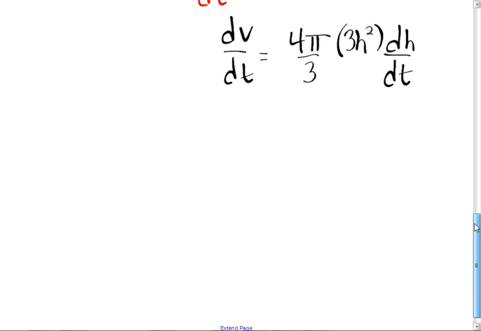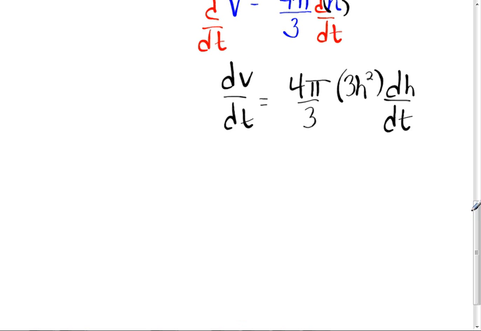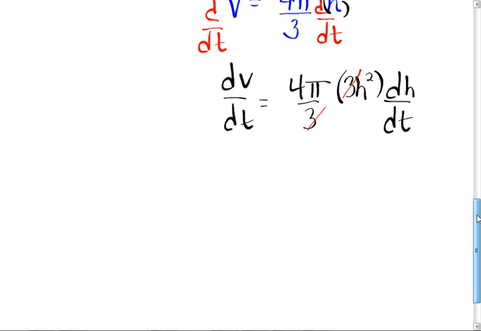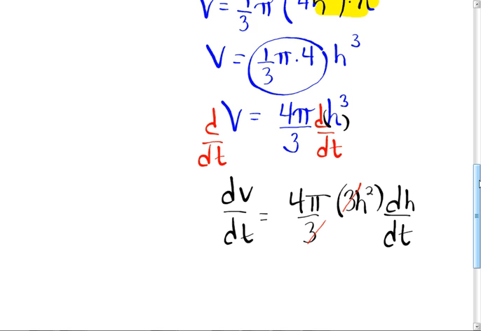What can I get rid of? I can get rid of some stuff, right? I can get rid of the 3. What do you mean, get rid of it? I pass it through the operator.